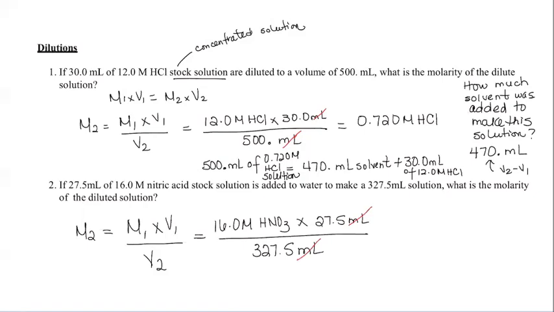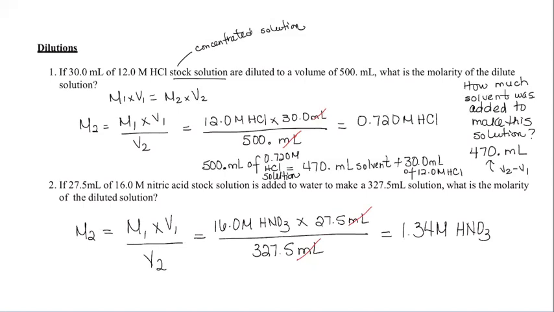Now, when we multiply that 16.0 times 27.5 and divide it by 327.5, what do we get as the molarity of my diluted solution? Let's put it in the chat. Great, that's what I also obtained. Excellent job, you guys. 1.34 molar nitric acid, HNO3, okay?